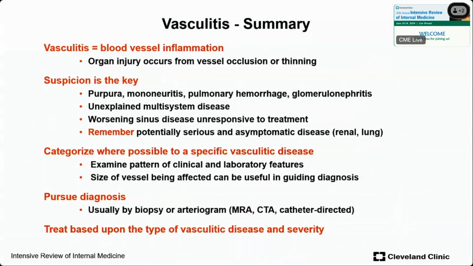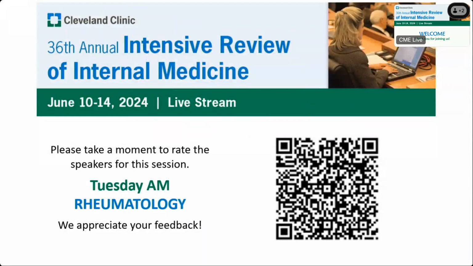You want to characterize where possible to a specific vasculitic disease. So you may already be thinking that this is giant cell arteritis or granulomatosis with polyangiitis. But when not, examine the pattern of clinical features and laboratory abnormalities. And think about the predominant size of vessel that's being affected, as this may guide you towards the diagnosis. You then want to pursue the diagnosis, which is usually by biopsy or arteriogram, and then treat based upon the type of vasculitic disease and its severity. So with that, I would like to thank you and good luck on your examinations.